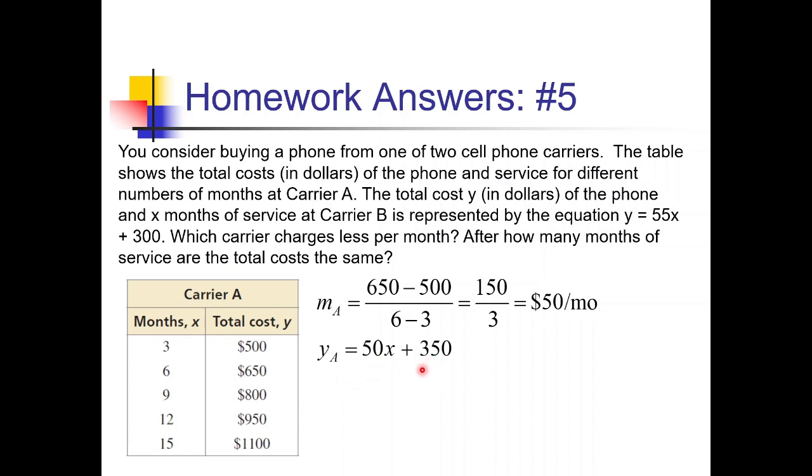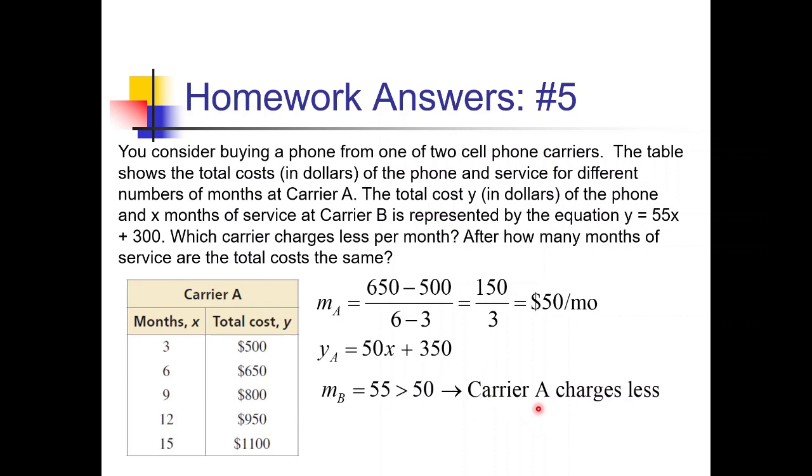Now just answering this first question here, the slope of carrier B is just the slope of the slope-intercept form here, the 55. And since that is bigger than what we got for carrier A for the slope, that means that carrier A is actually charging less.